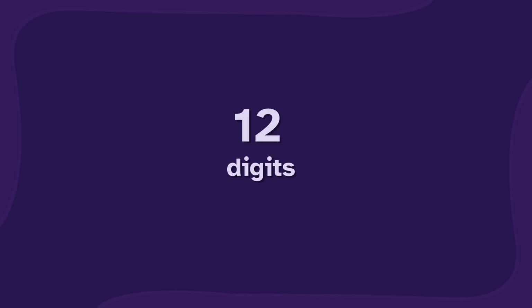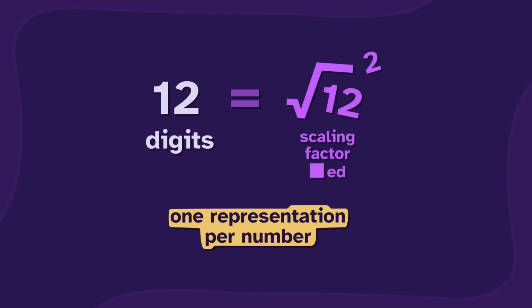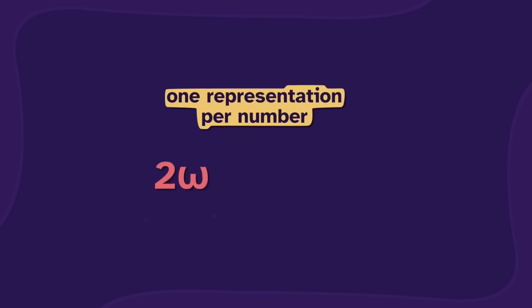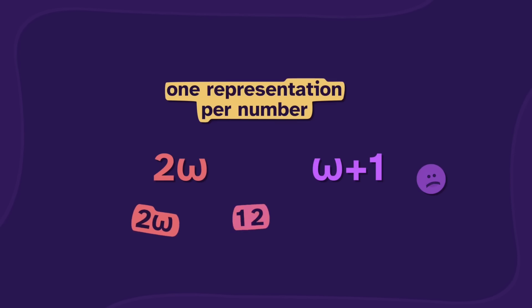We chose 12 digits to match the scaling factor squared. When these match, we get one representation per number. But 2 omega got greedy and took 2 representations. Which means that another number ends up with 0 representations. Inequality. So how do we fix this?